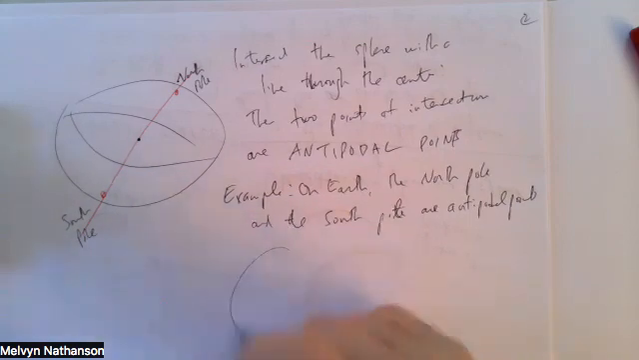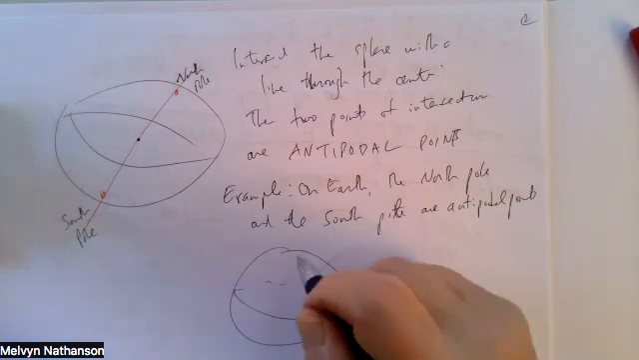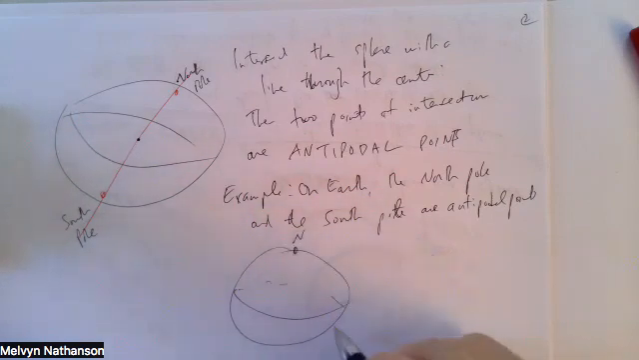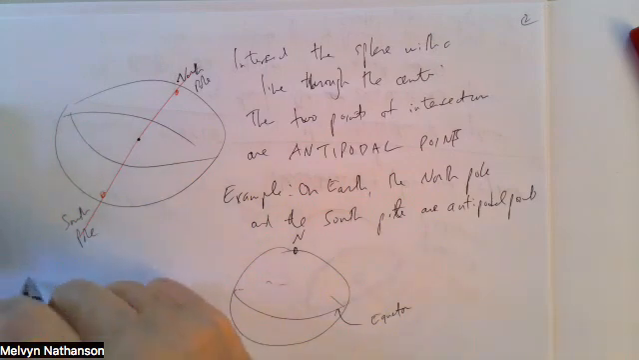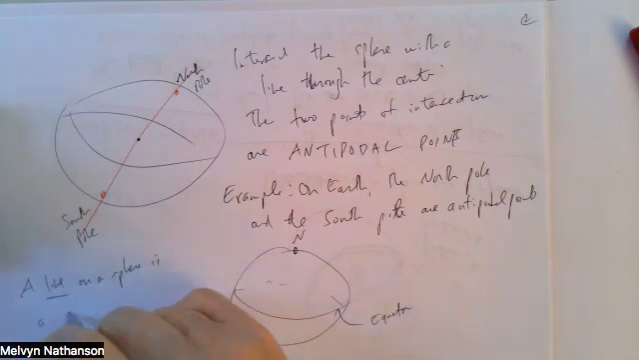And imagine this. Here we have a sphere. Think of this as the Earth, let's say. Here's the North Pole. This is the equator. So a line on a sphere is a great circle.